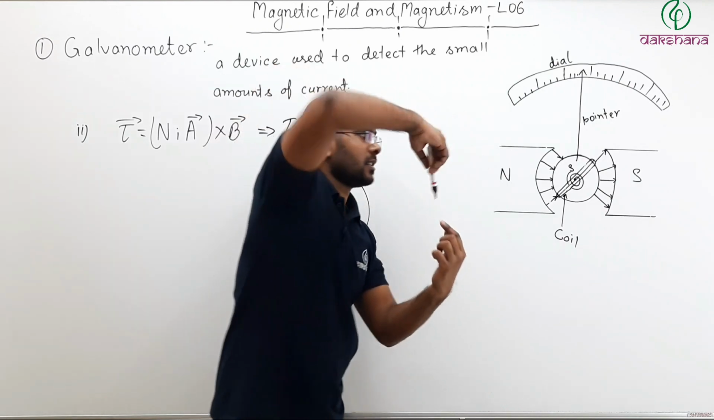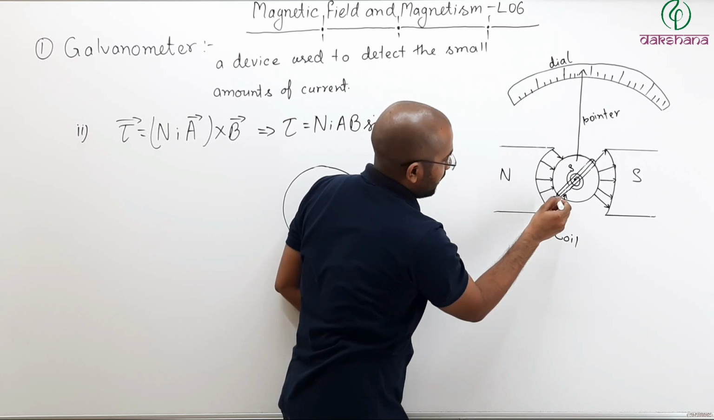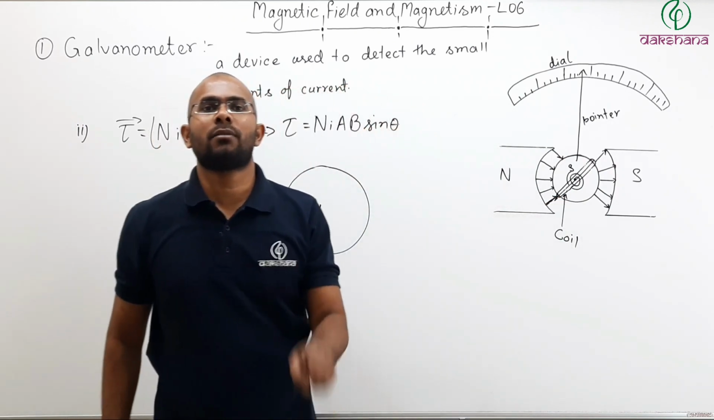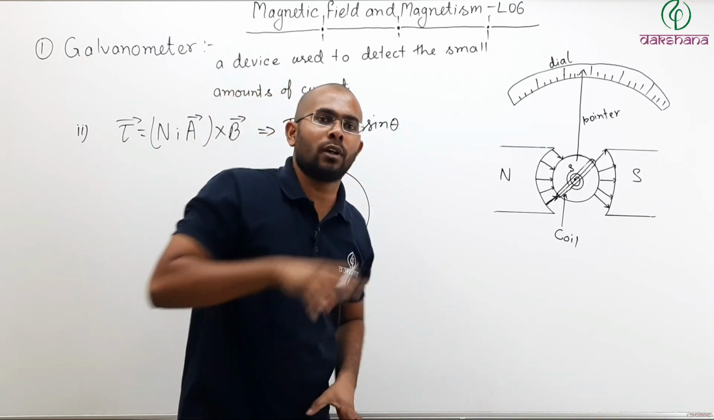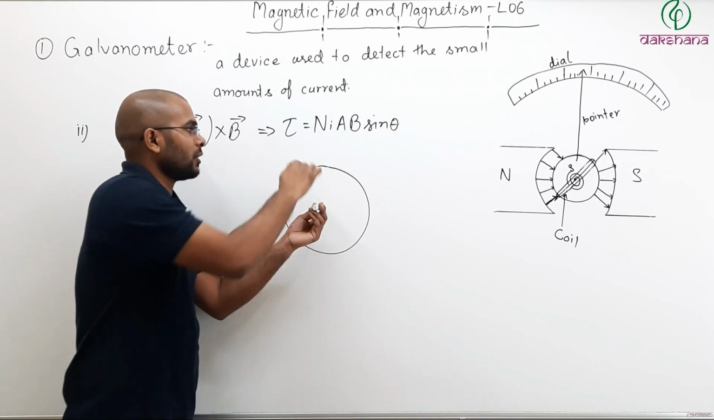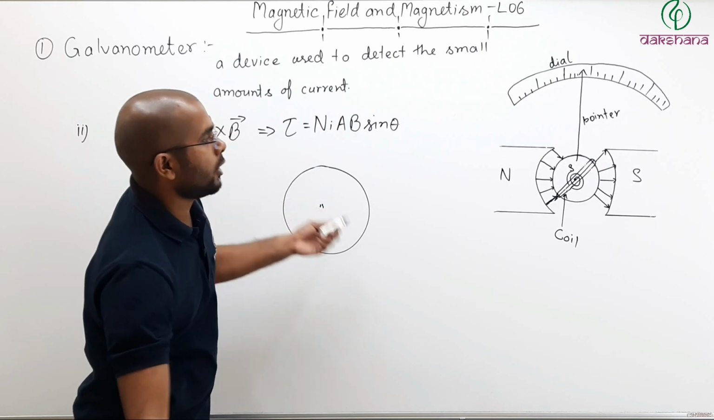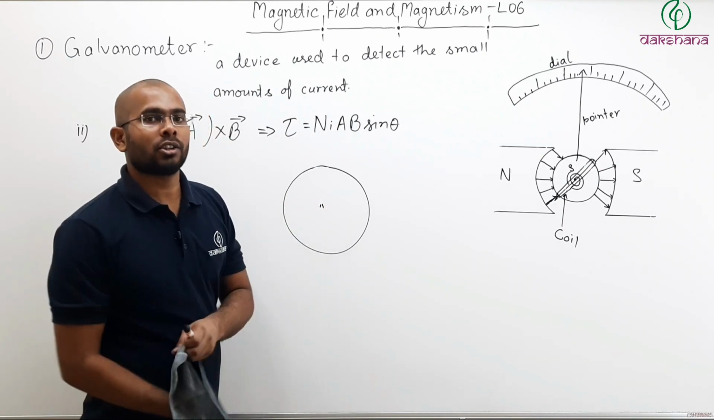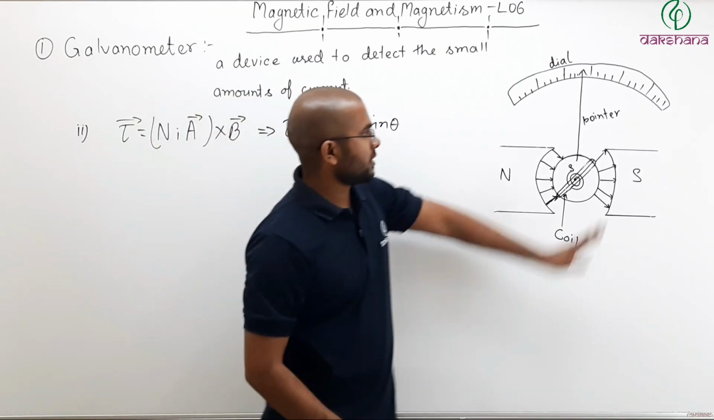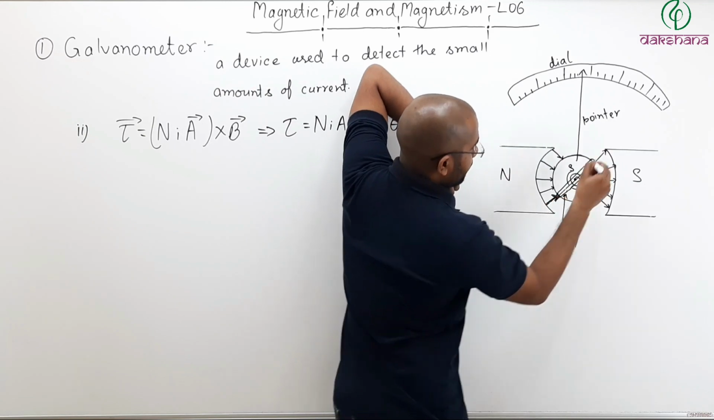The wire is wound like this, so only this field is passing through it. Others are crossing through the loop, but they are not crossing through the wire of the loop. That is why they will not apply any torque on the loop. So, what will happen here? In this position, only this field line will apply torque.